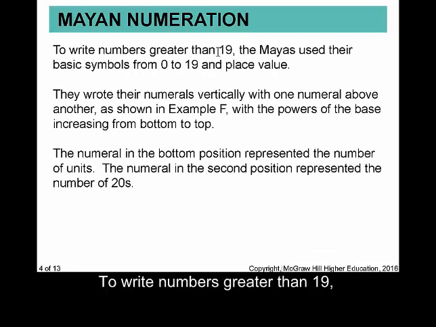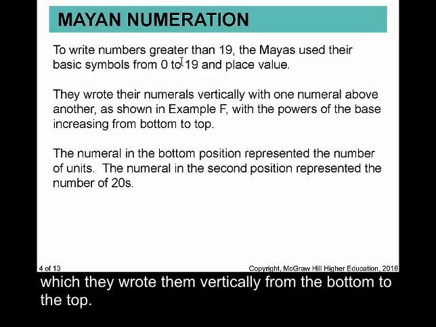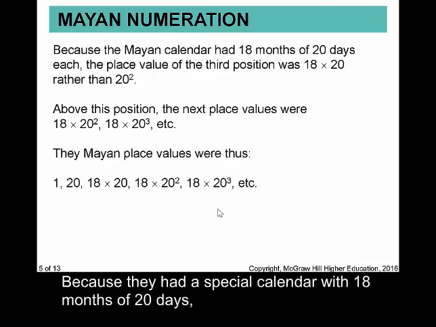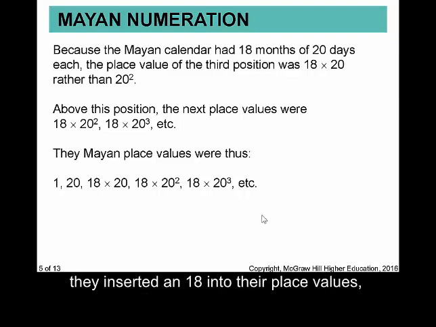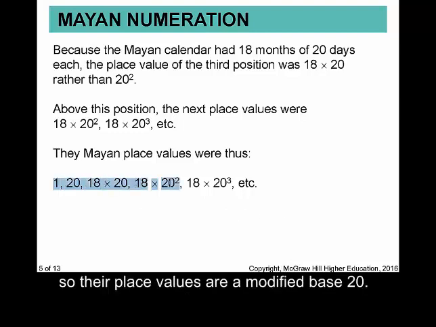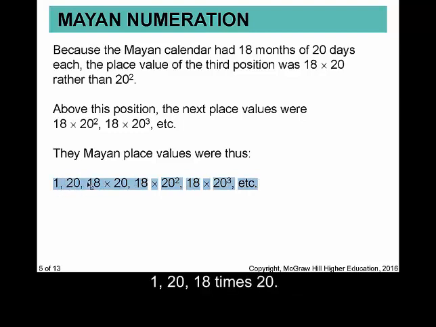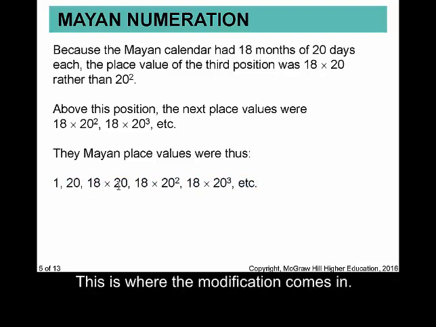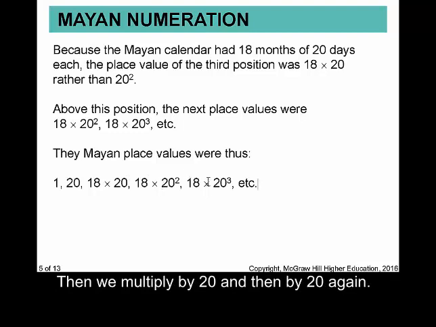To write numbers greater than 19, the Mayans used place value, and when they wrote their numbers, they wrote them vertically from the bottom to the top. Because they had a special calendar with 18 months of 20 days, they inserted an 18 into their place values. So their place values are a modified base 20: 1, 20, 18 times 20. A regular base 20 system would have 20 times 20 here. This is where the modification comes in. Then we multiply by 20 and then by 20 again.